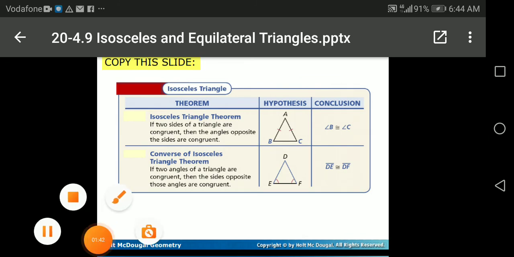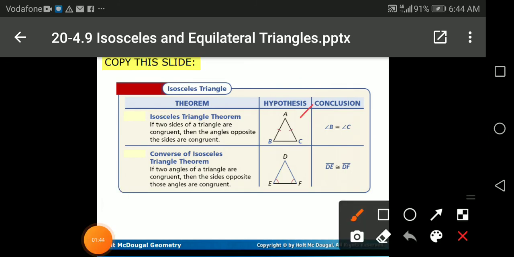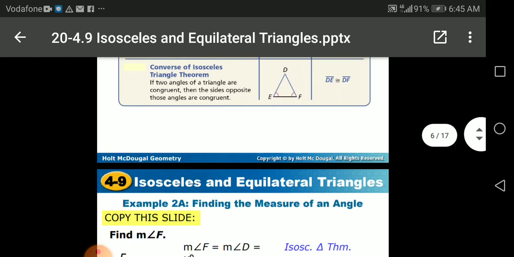Okay, so in the isosceles triangle, I have congruent base angles. B and C are congruent, and this is the converse of the isosceles triangle theorem. So if you have two angles that are equal, therefore their legs DE and EF are congruent, right?